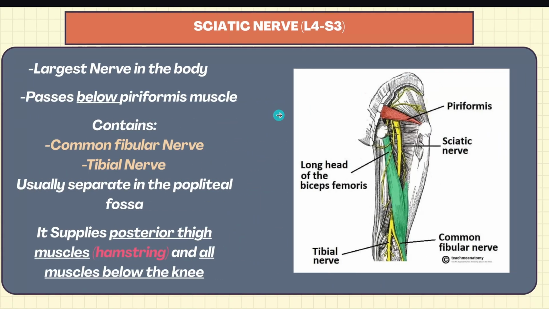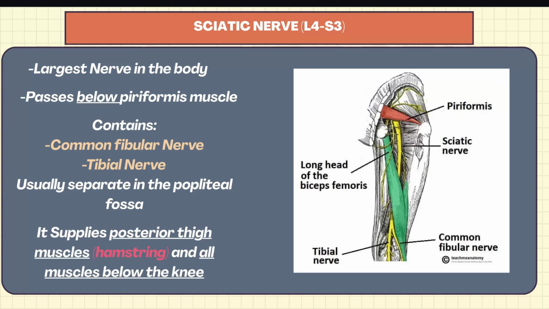Now coming to the sciatic nerve. The sciatic nerve is the largest nerve in the body. Even if you saw it in the cadavers, it was a very huge nerve. So what did we say earlier? It passes below the piriformis muscle. We also said it could sometimes run through the piriformis. However, in the normal case, it runs below the piriformis muscle.